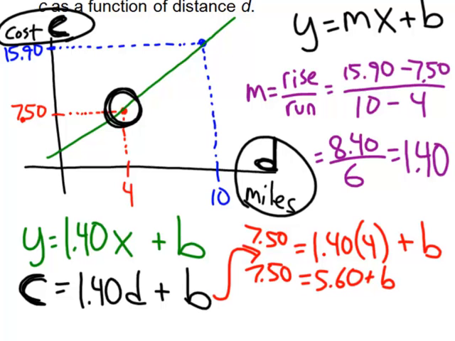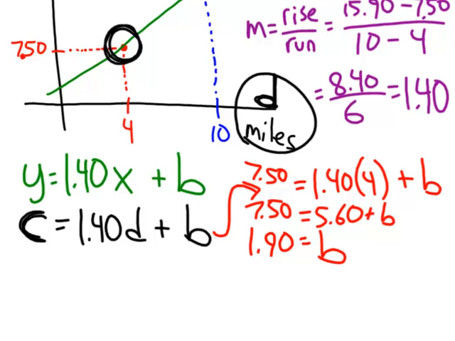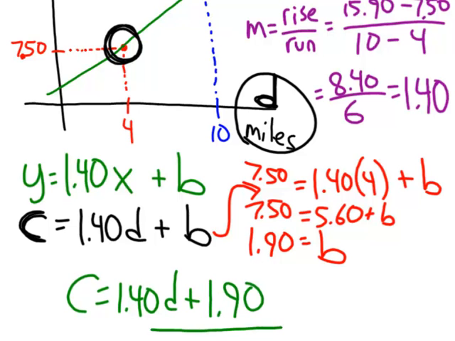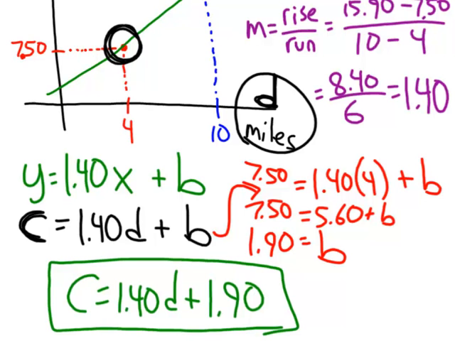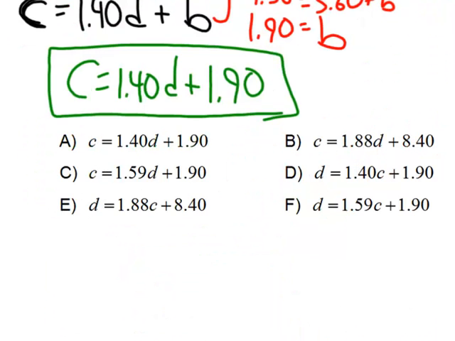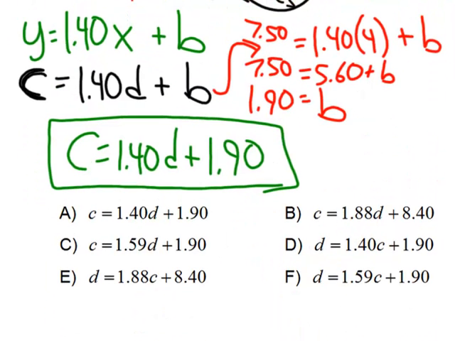7.50 over here. If I subtract this 5.6 over to the left side, I should get 1.90 equals b. All right, so grand finale time. Our final equation is c equals 1.40d plus 1.90, the b value that we just solved for. There is our solution. Let's compare to our answer choices. And we see that A is the winner here. That is our answer.